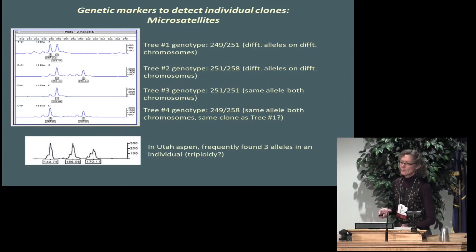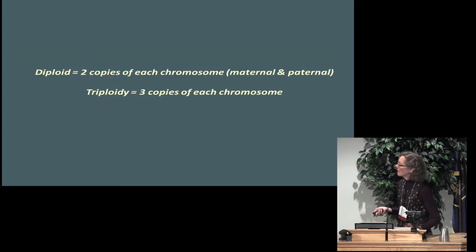That led us to believe that we might have an awful lot of triploids. And so we began to ask questions about triploidy. So first I have to define this. You know what a diploid is, hopefully: two copies of each of the chromosomes.